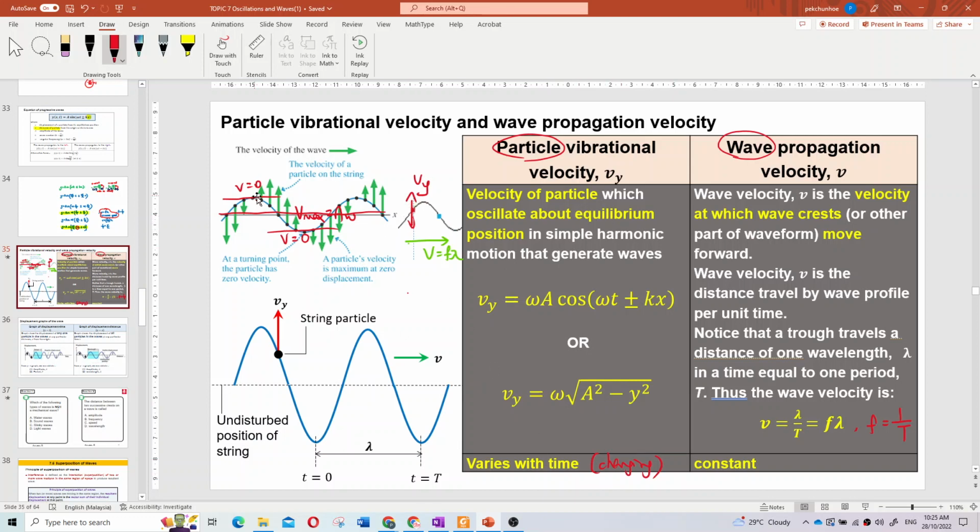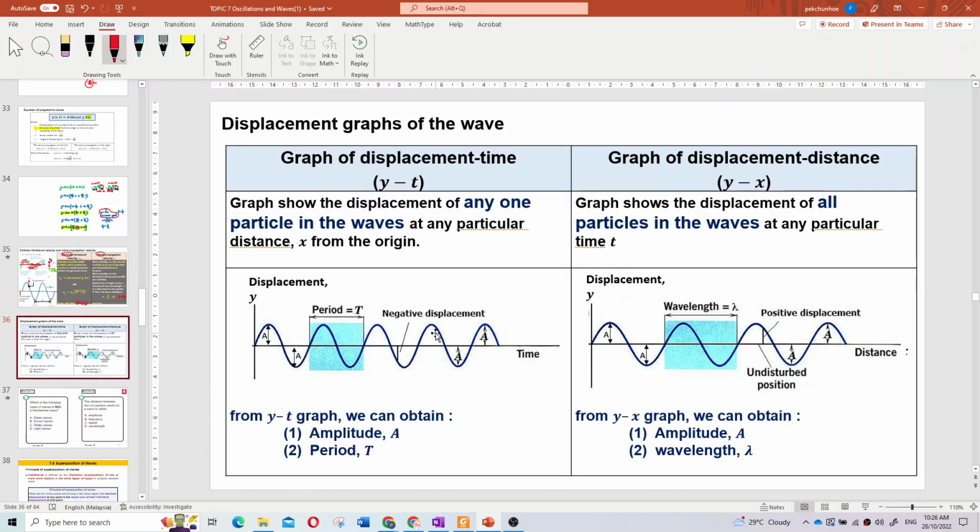Okay, so it's changing with time, it varies with time, but wave velocity is constant. We have two formulas to find particle vibration velocity. One is using omega t plus minus kx. Another one is you give displacement, you can find velocity. So we have two equations to find the same thing, the particle vibration velocity. Dia tulis sebagai Vy. Ini tulis sebagai V saja. Alright? Good. Now this one.